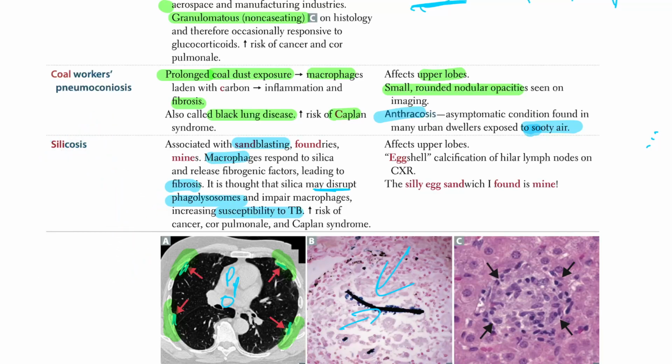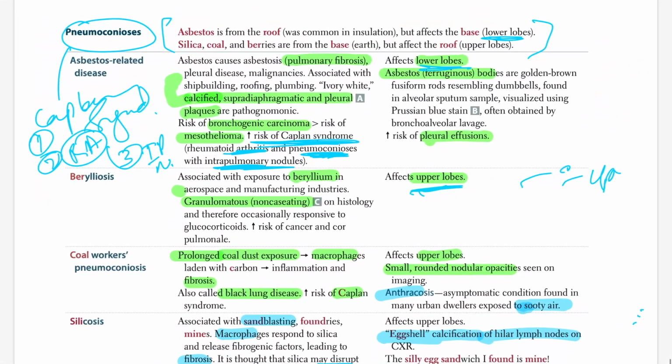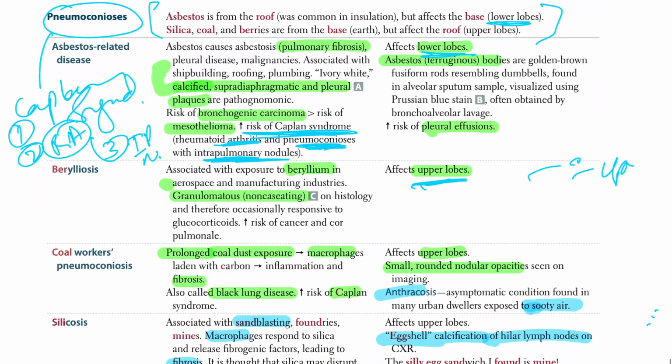So let's look at this one. Eggshell calcification, high yield. Eggshell calcifications on the hilar lymph node on the chest x-ray, high yield. So here again, let's quickly go through this and move on to the next one. So what are we looking for? When we look at pneumoconiosis, one thing in common, maybe think about Kaplan syndrome, maybe think about most high yield pneumoconiosis is going to for sure lead to pulmonary fibrosis, right?